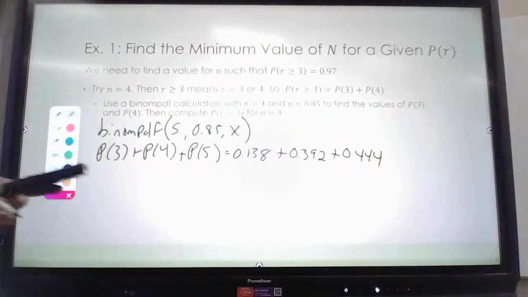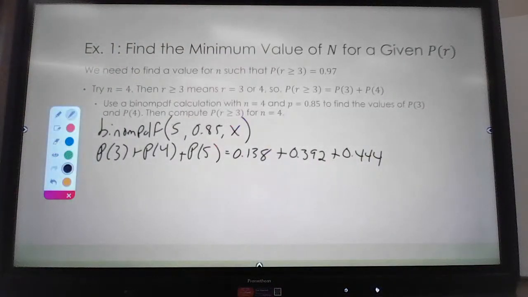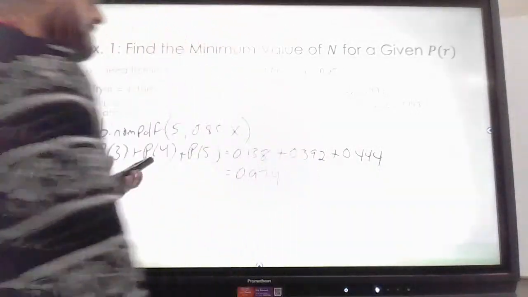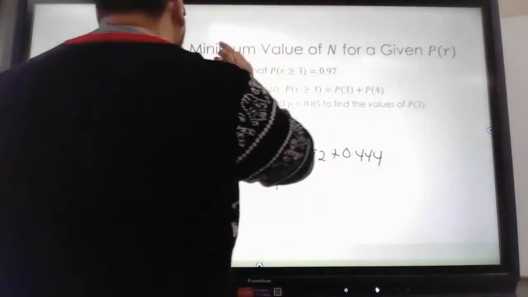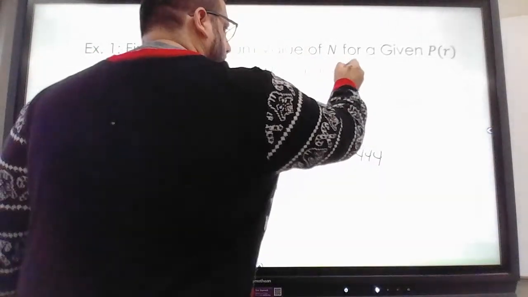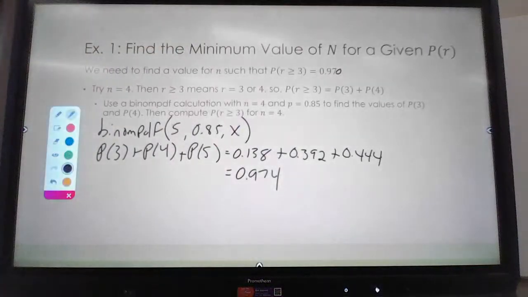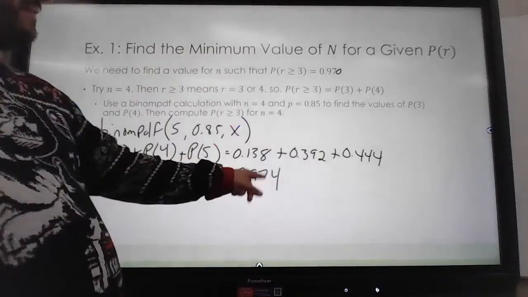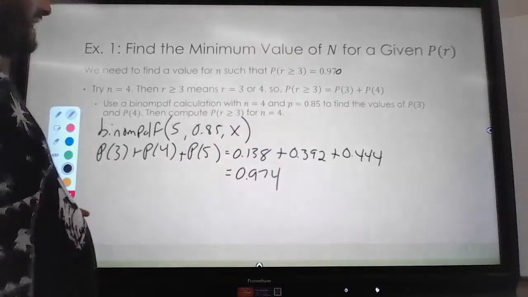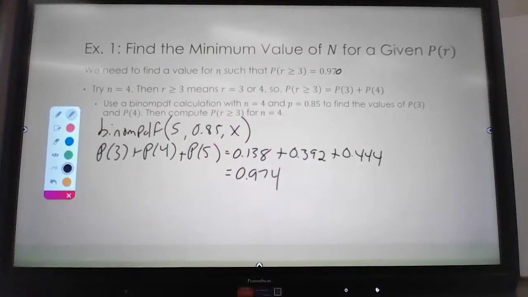Okay. Now I'm going to add all those up. And I get a grand total of 0.974. I wanted the smallest value of n so that my probability is at least 0.970. Well, 4 gave me 0.89, which is not right, but a value of n of 5 gave me 0.974, which is greater than this, and that's what we wanted. So 5 is the smallest number of cells that we can have to ensure a 97% chance that all 3 cells will be working.